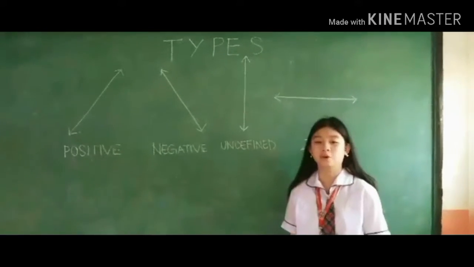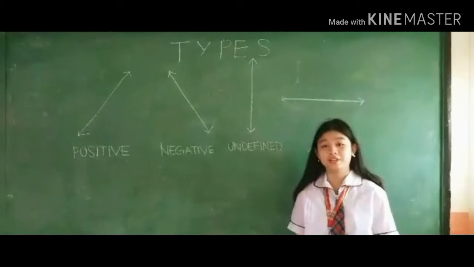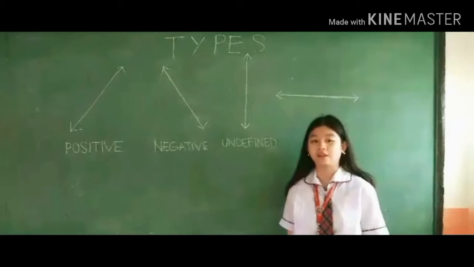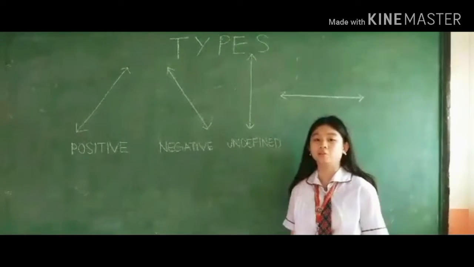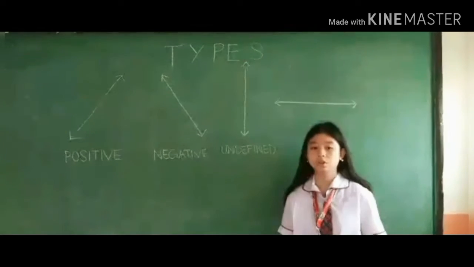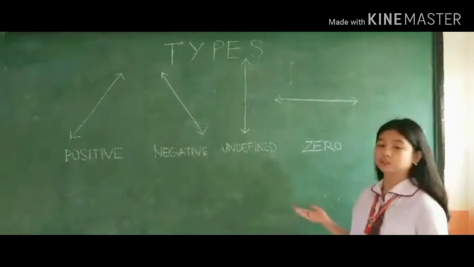To determine the slopes, let's find out the meaning of slope. Slope is a way to express the steepness of a line in a precise mathematical way. It is also the ratio of vertical change to horizontal change. We have different types of slopes.